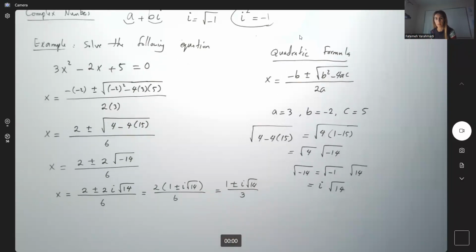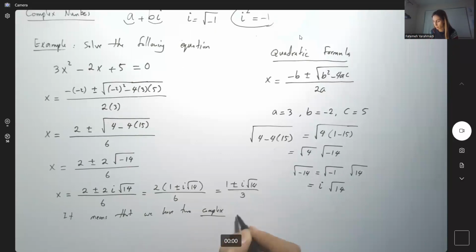So what's the meaning of that? It means that we have two complex solutions, and there is no real solution. No real solution. So this is our conclusion here.